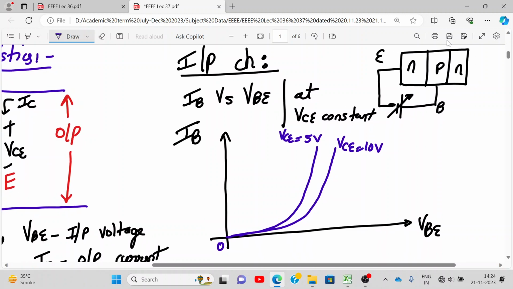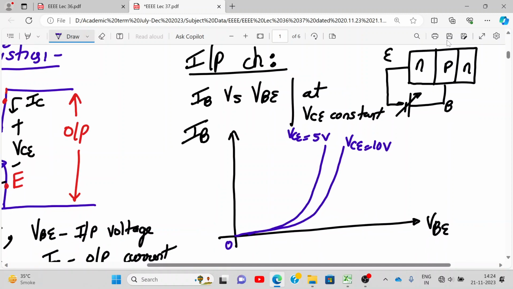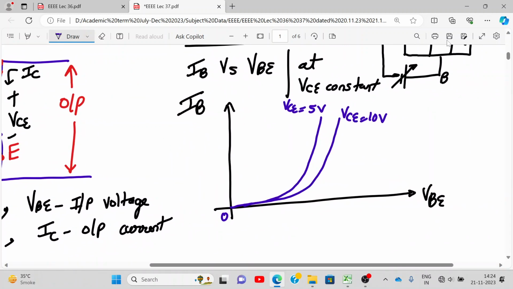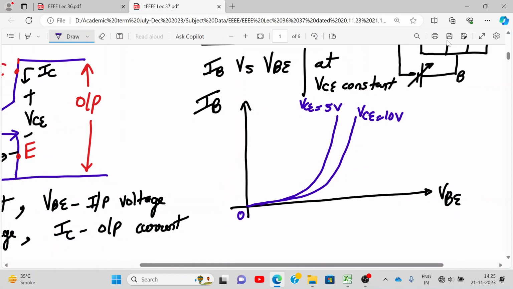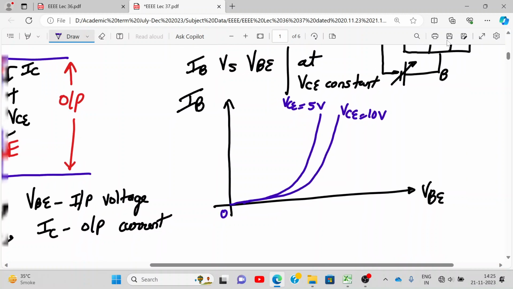Right now I am just describing how it looks. In a short while I'll explain also. Can I go to output characteristics? Okay. Exponential in nature. Very important for your experiment number 8, BJT virtual lab, right?